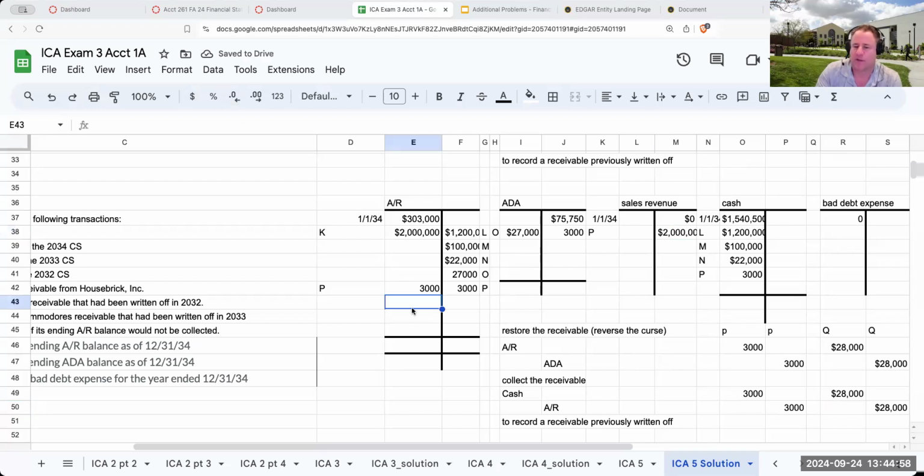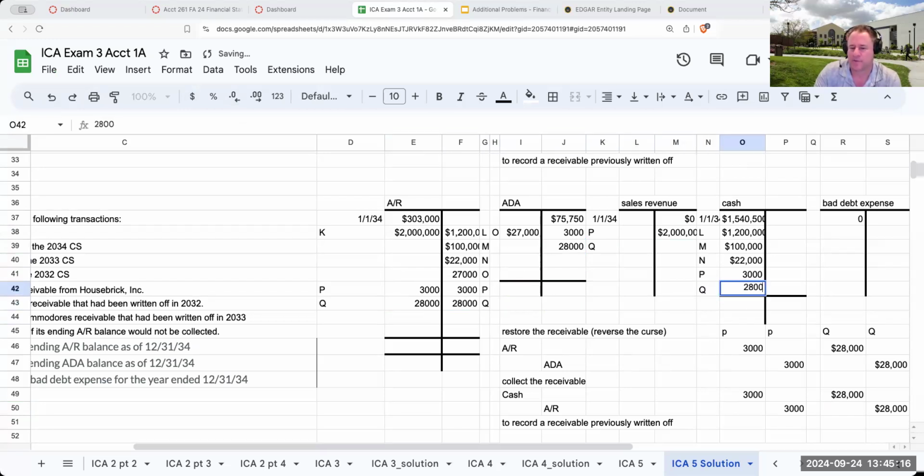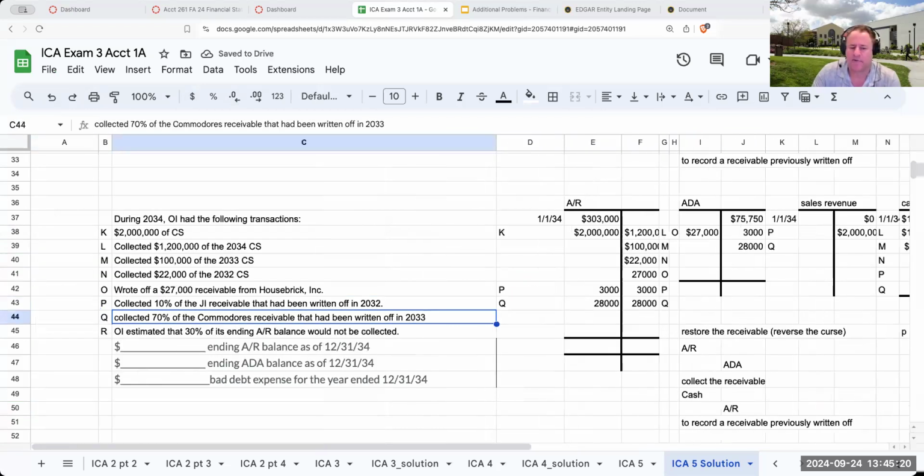So for letter Q, I've got to do the same thing. I've got to restore that receivable, so this is going to be for 28,000, and this is going to be for 28,000. I have to then show the receivable being collected for 28,000. Okay, so that's all I have to go through and do. Now for this last part, I'm done with the transactions.